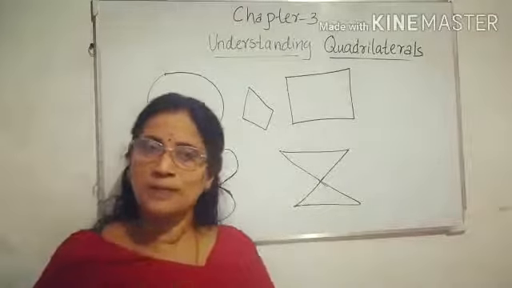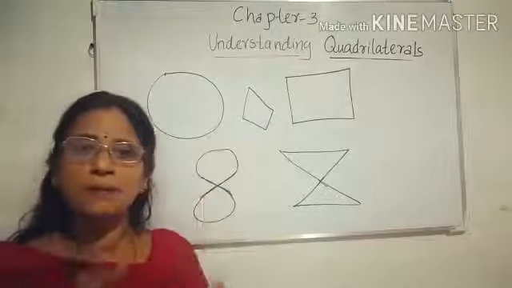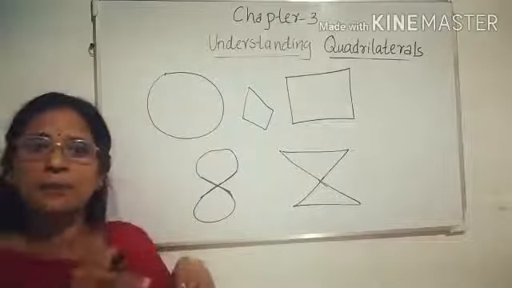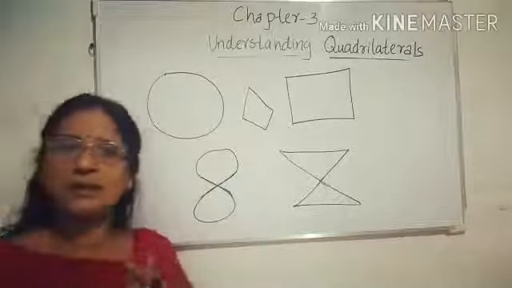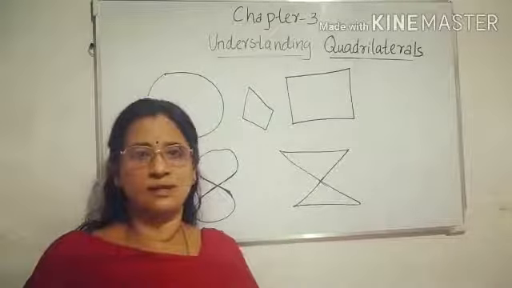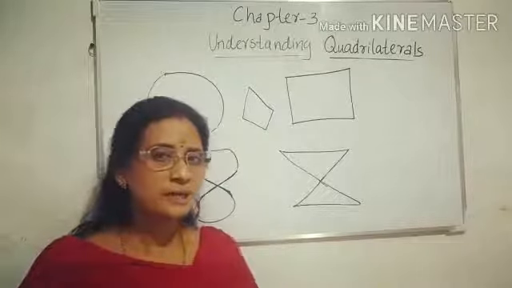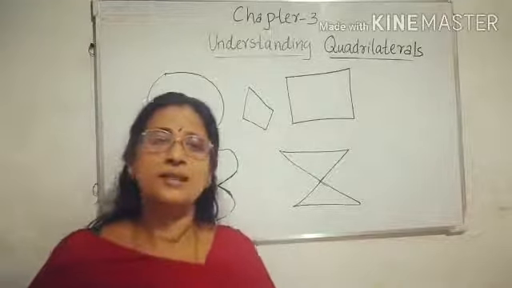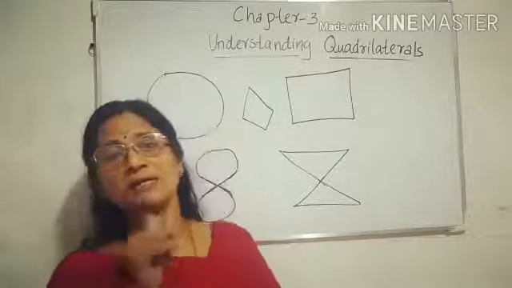So what do you mean by simple closed curve? These two are simple closed curves because it ends the same point where it begins. Its boundary doesn't cross itself. That is known as a simple closed curve. Is it clear? So what do you mean by polygon? A polygon is a simple closed curve made up of line segments.